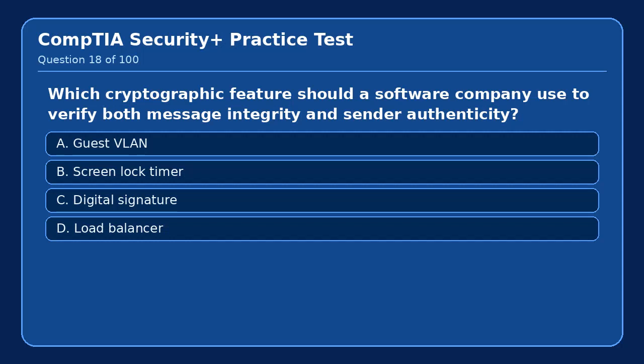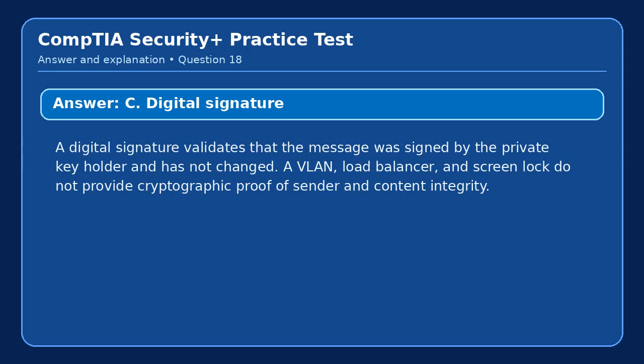Question 19. When a call center wants to process payments without storing actual card numbers, which technique is most appropriate? A. Password spraying. B. Screen sharing. C. Tokenization. D. Port forwarding. Take a moment to choose your answer.